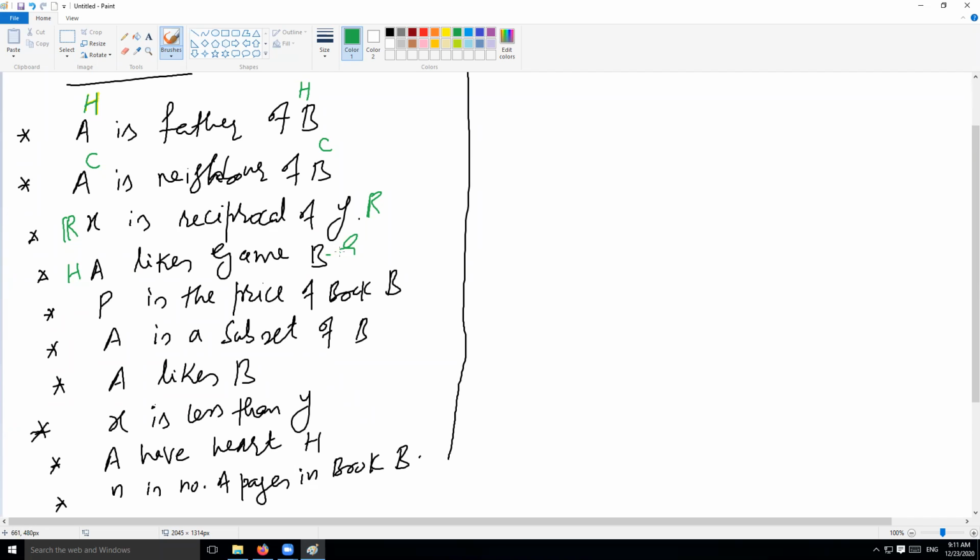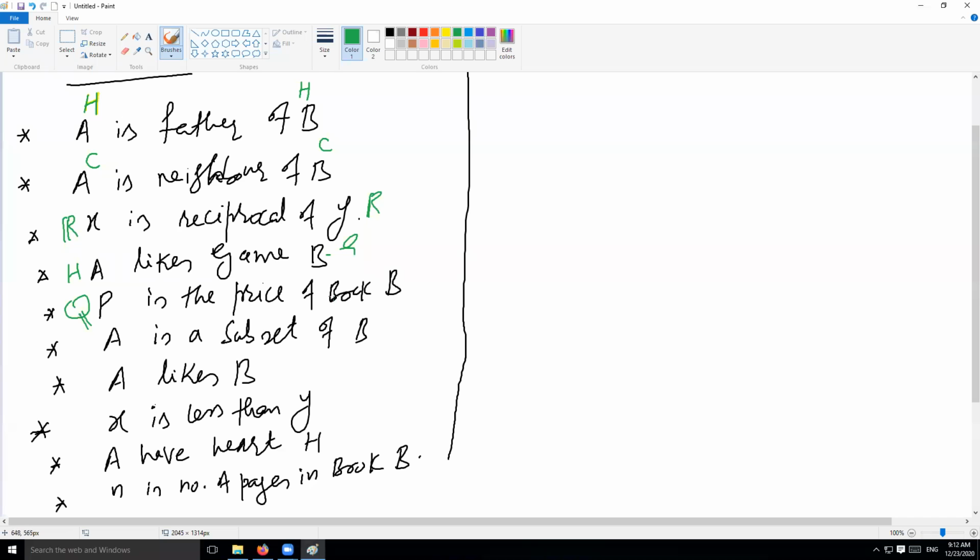So at one place you have H, the set of humans, and at another you have the set of games G. So P is the price of the book B. It's a relationship from where to where? Yes, so it's a relationship from prices. Say the prices are, I don't know, rational numbers. Okay, prices can be rational numbers.